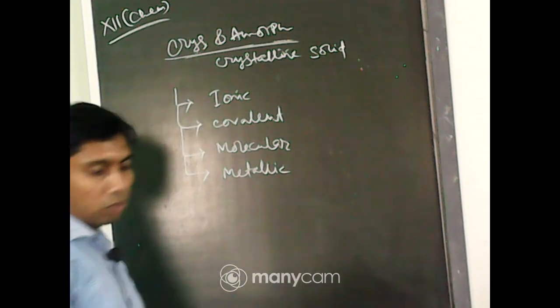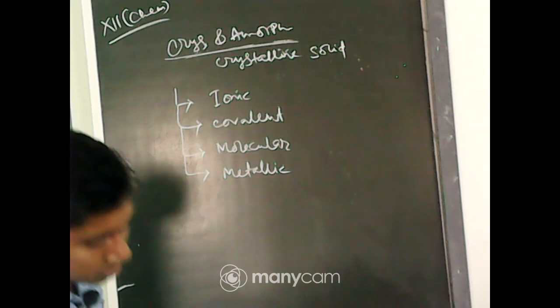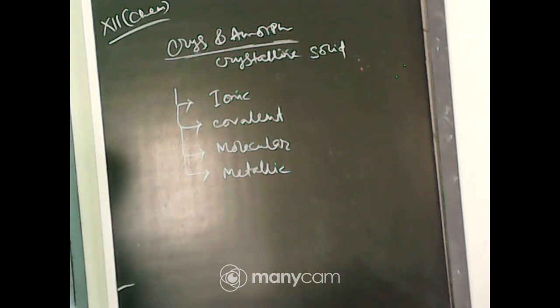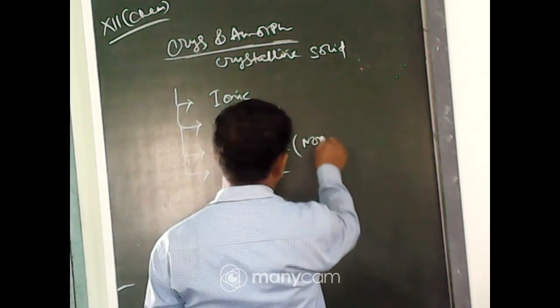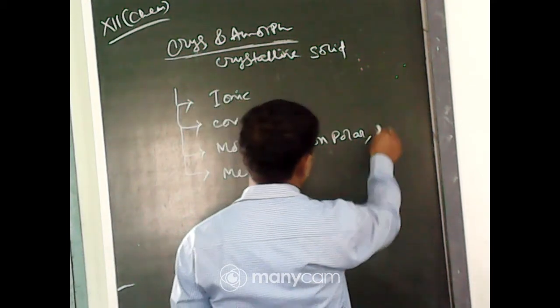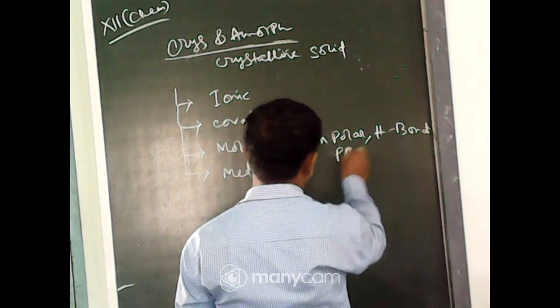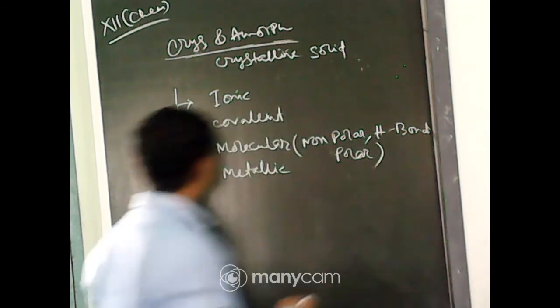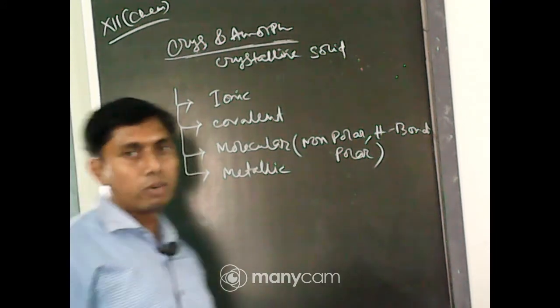Now, the molecular solid can further be divided into 3 parts: non-polar, polar and hydrogen bonded. Now, discuss one by one. So, first one is ionic solid.